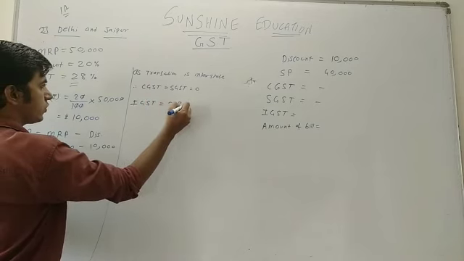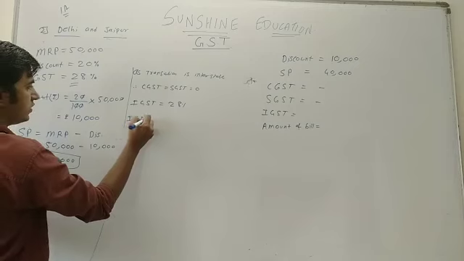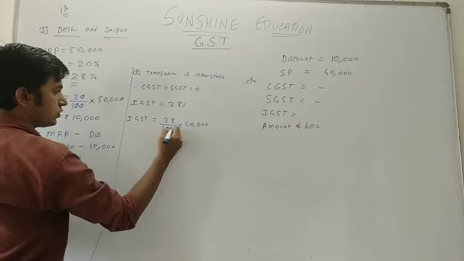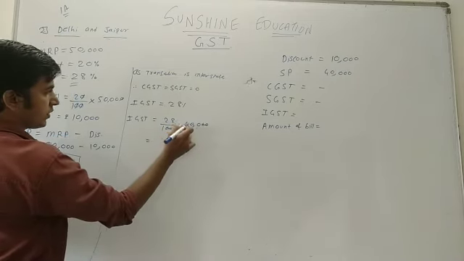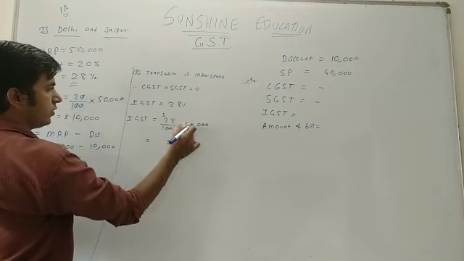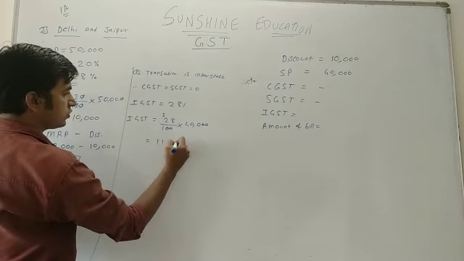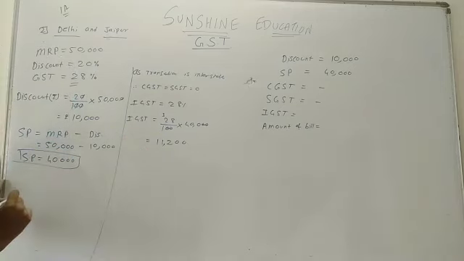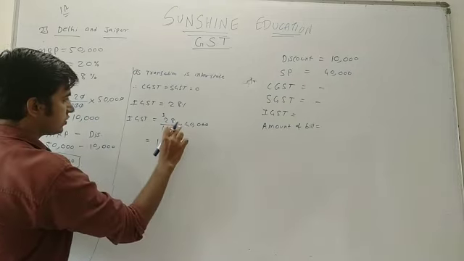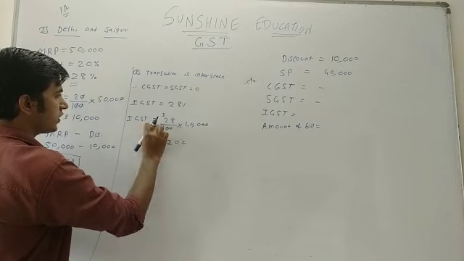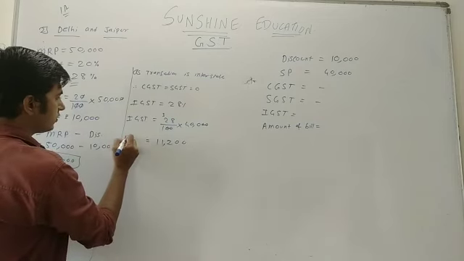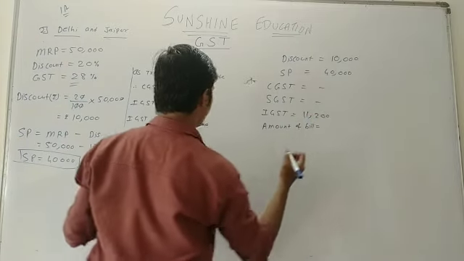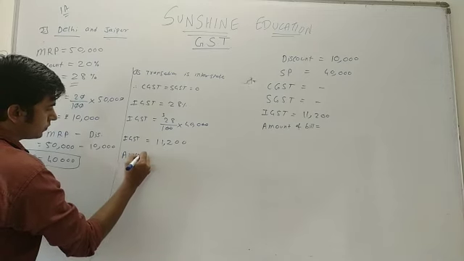It is 28%. So IGST will be 28 upon 100 multiplied by 40,000. The zeros will get cancelled. So 8 4s are 32, 3 4s are 12, 2 is 8, 9, 10, 11, and these two zeros. So the integrated goods and service tax is 11,200. Let me cross check it: 4 8s are 32, 3 4s are 12, 8, 9, 10, 11, and these two zeros. This is IGST, so I will write 11,200.